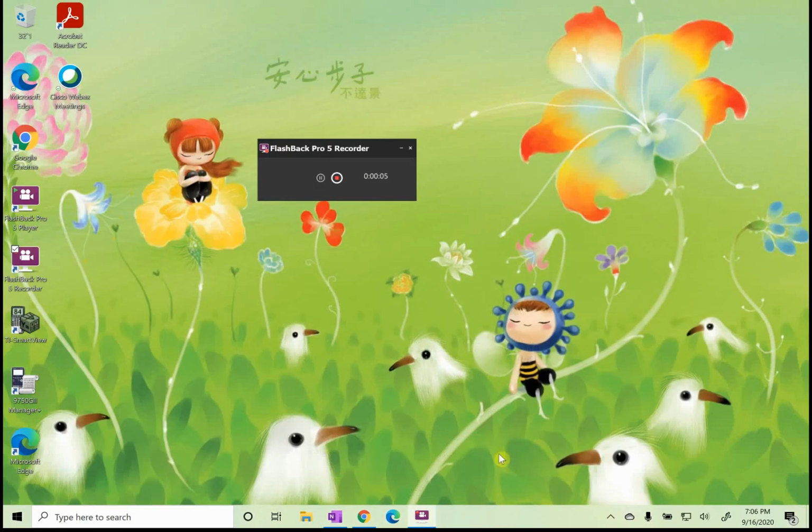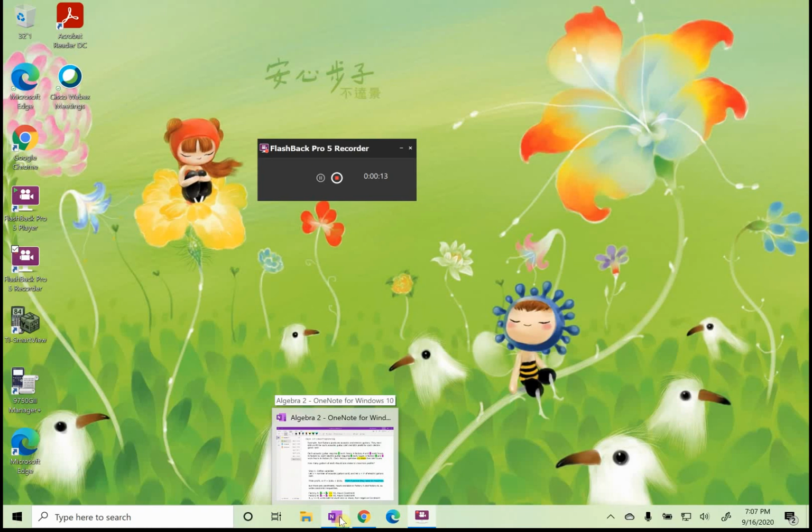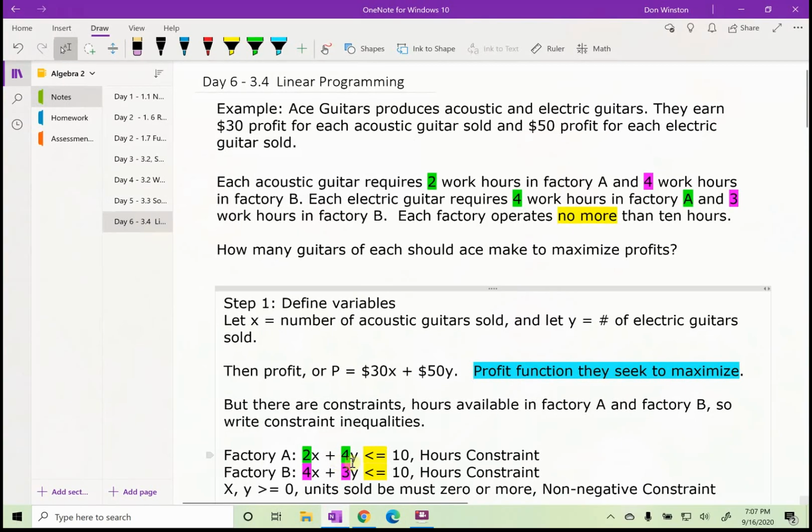Okay, we move on to day 6, I believe. Today we'll be looking at section 3.4, linear programming. We'll incorporate everything you've learned over the last couple of days: solving equations, a system of equations, graphing linear inequalities. So everything comes together with this lesson. I've always liked this lesson because it encompasses everything you've learned up until now.